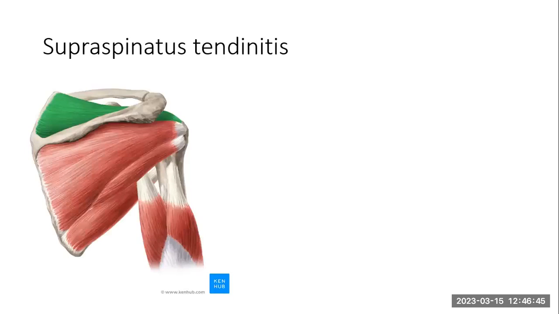The green colored muscle is the supraspinatus muscle, arising in the supraspinatus fossa, running underneath the acromioclavicular joint and getting attached to the humerus. When it runs underneath the acromioclavicular joint, it can get impinged between the humerus and the acromion when they move upwards.